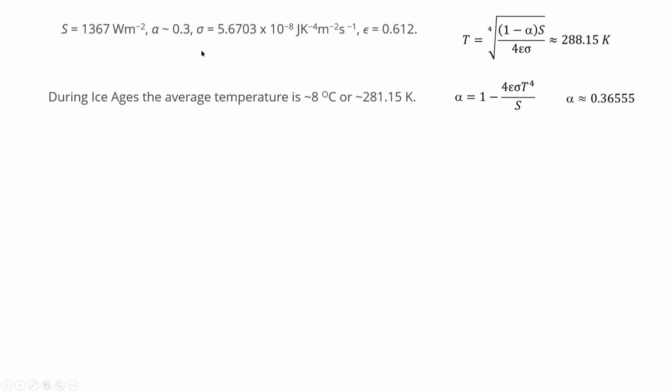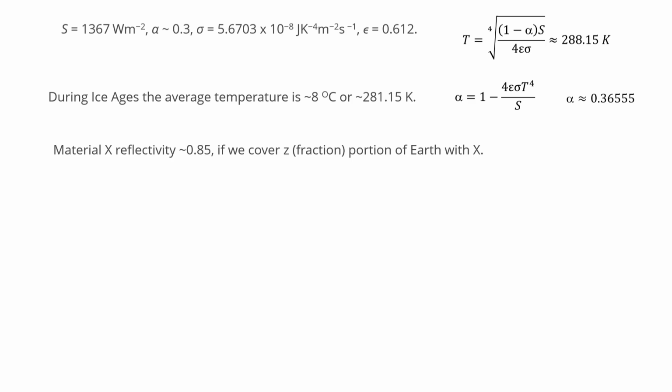Right now it's 0.3, but if we want to enter an ice age, we should enhance the reflectivity or the albedo of the earth to this value, 0.36555. Then we'll achieve this temperature, 281.15, which is the average temperature of the earth.